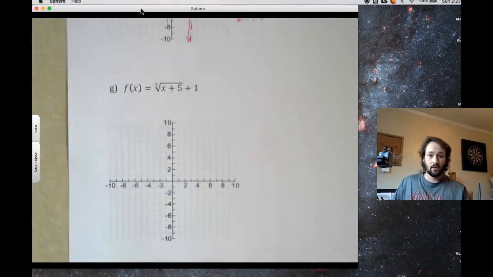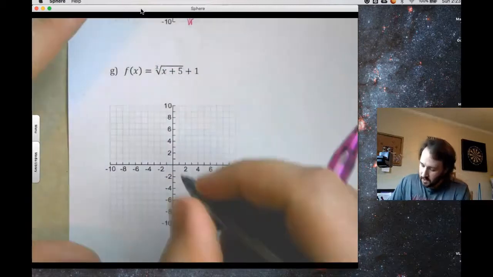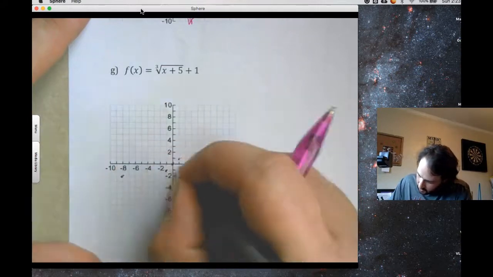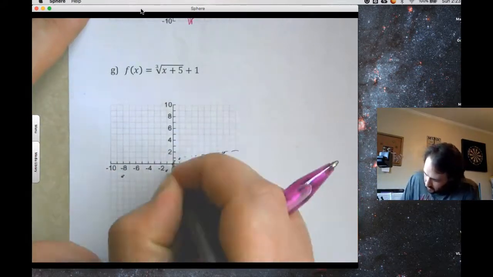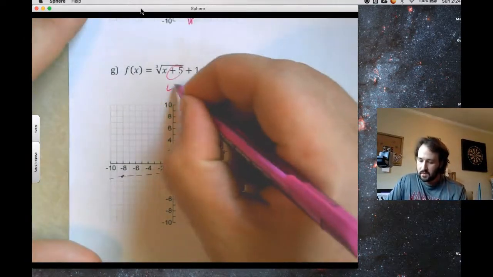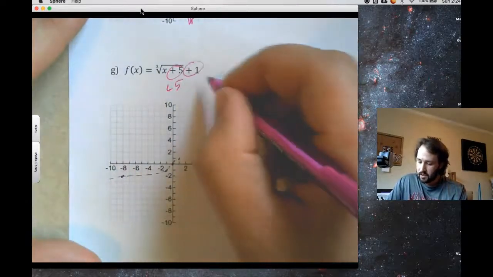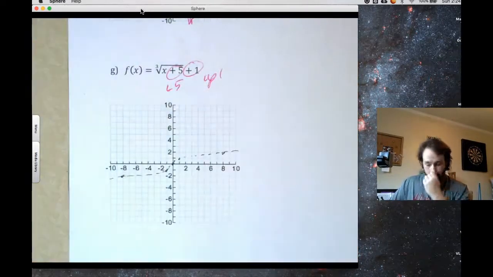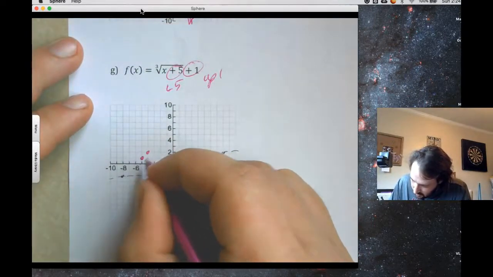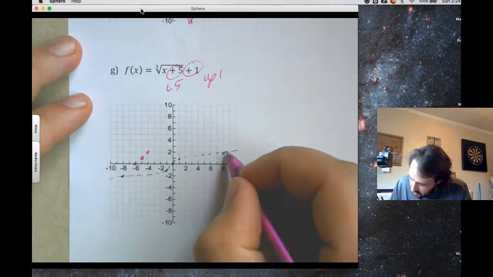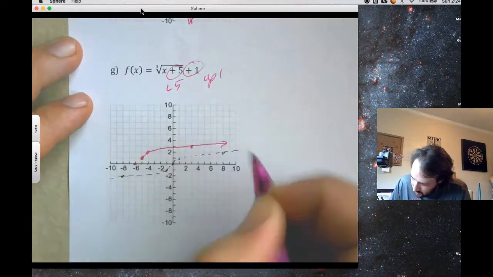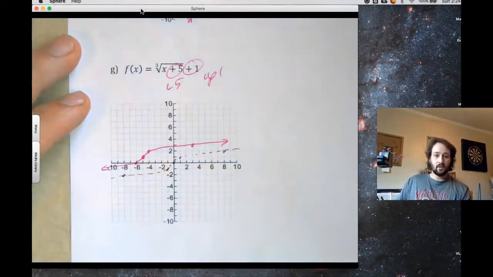Well, last one, we got our cube root parent function. So I know my cube root parent function had some points out here because it's the inverse of my cubic function. So I have something going like that. Now this plus 5, I'm going to do the opposite and move it left 5. This plus 1 on the outside is going to move my graph up 1. So when I move it left 1, 2, 3, 4, 5, up 1, I have my new graph. Let's see, 5, up 1, so that should be there. So I'd be looking something like that.